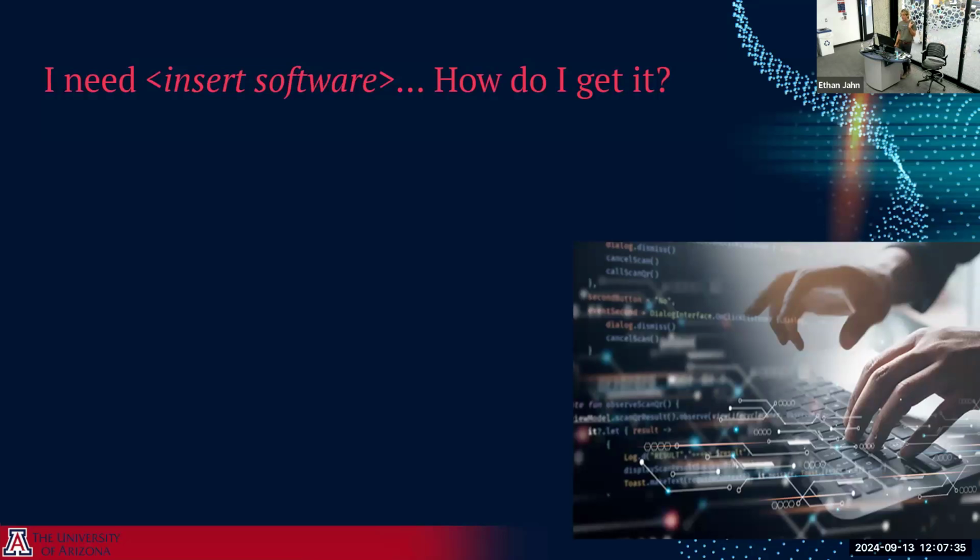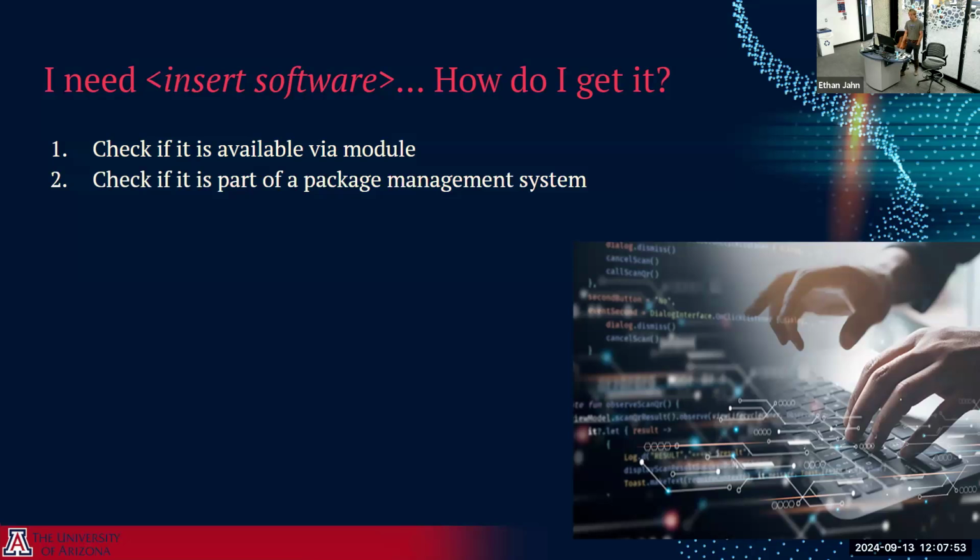So if you're working on the HPC and you're thinking, I need whatever software, how do I get it on there? The first thing to do is check if it's already available as a module. It might be possible that it's something that somebody has needed in the past and that it's already installed on the system. If it is not available as a module, check if it's part of a package management system.